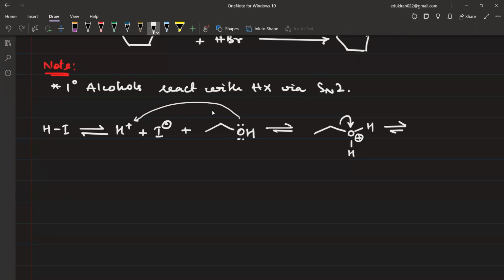of CH3, CH2 positive. Then our I negative will come and it will attack on this carbon atom, forming CH3, CH2, I. Please write this down. Small mechanism here via SN2.